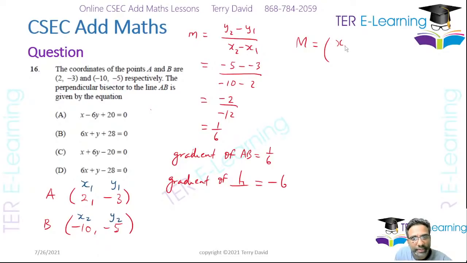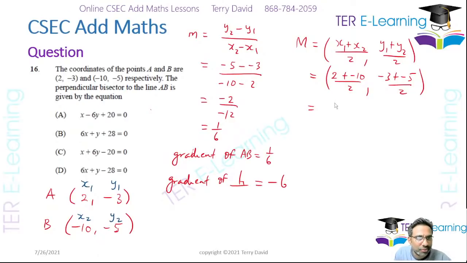So I need to find my midpoint, which is given by this formula now: (x1 plus x2 over 2, comma, y1 plus y2 over 2). So this is a coordinate we're working out here. All I'm going to do is say 2 plus -10 divided by 2, comma, and then -3 plus -5 all over 2. So let's see, 2 minus 10 is going to give me -8 over 2, and -3 plus -5 is -8 again. So this is -8 over 2. So therefore, this midpoint here is going to be (-4, -4), right?